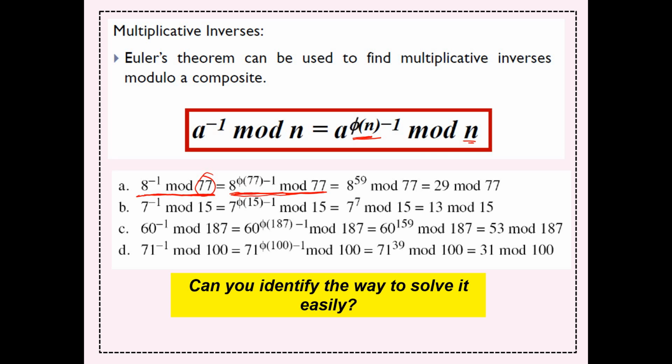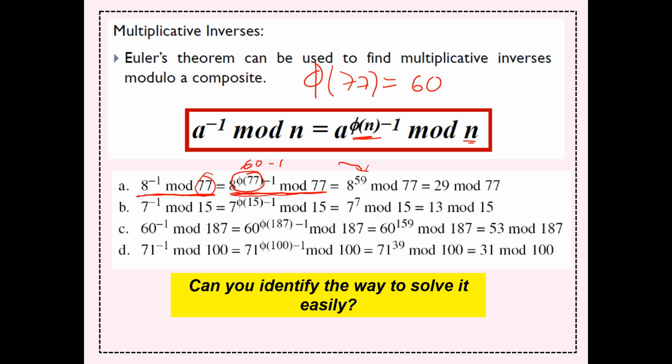Now the point is, we have already computed phi of 77, right? At least for this example, 60 was the answer. So that 60 has been used over here. So 60 minus 1 is 59. That's why this is 59. Am I understandable here? Phi of 77 we have just calculated as 60. So that 60 has been used over here. So 60 minus 1 is 59. So 8 to the power 59 is where we stand.